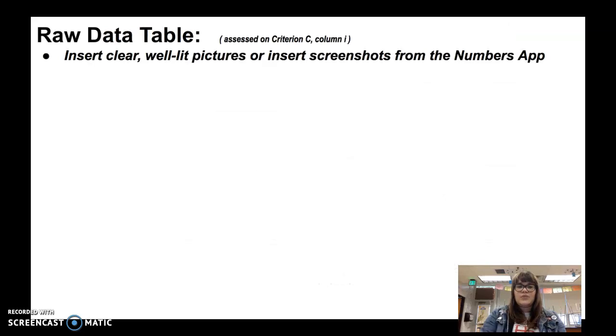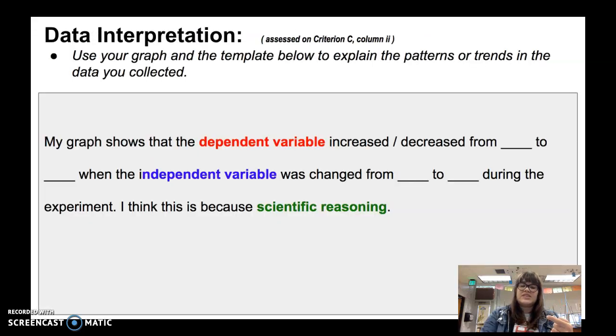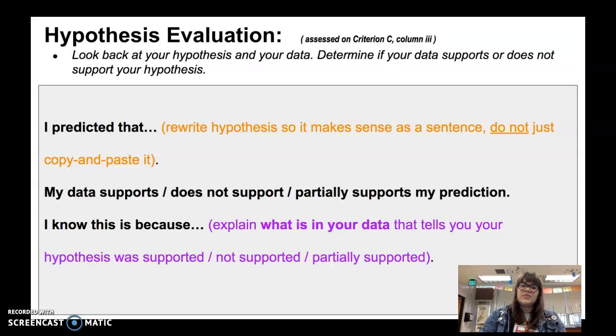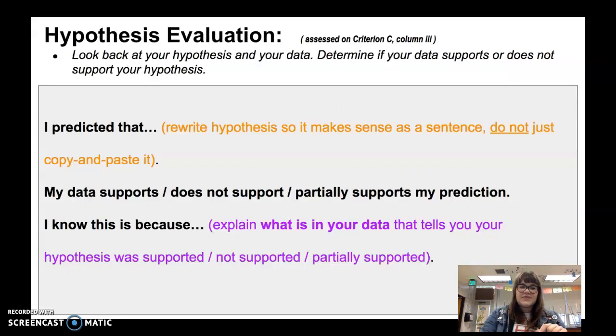So when you are looking at the lab report, you will see that you have your raw data table, your process data table, your graph of your process data table, and your data interpretation all completed. This is the slide we're going to work on. And then the last thing you'll have to do is this chart here. So this is the slide that we're going to be working on today in this video.